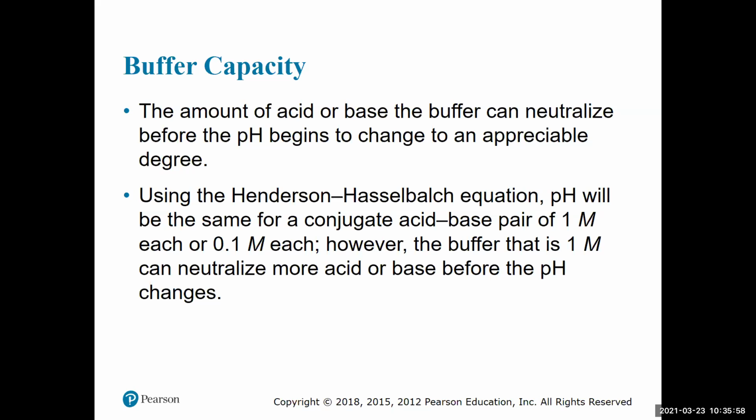Buffer capacity is a big deal because it gives you a feel for how much acid or base a solution can handle. pHs are important because a lot of reactions occur at a particular pH, and by buffering the solution, you can ensure that the reaction stays at that pH. And conversely, sometimes you want to break that buffer, and it's nice to know how much you need to add to do that.